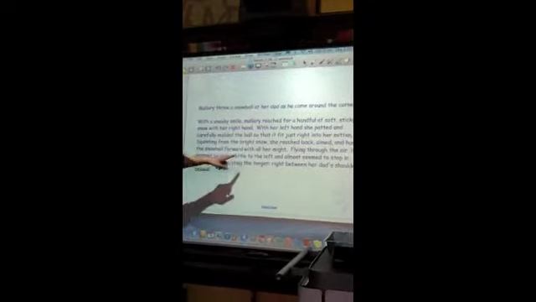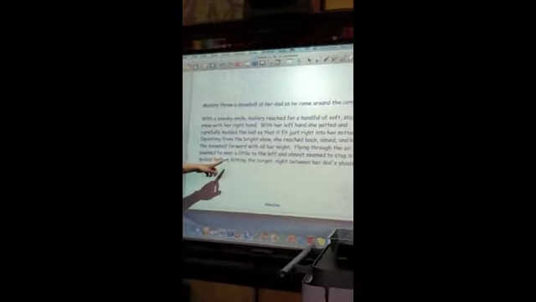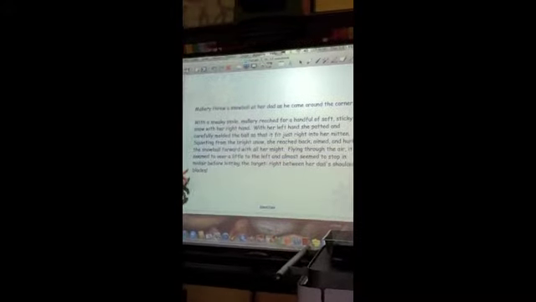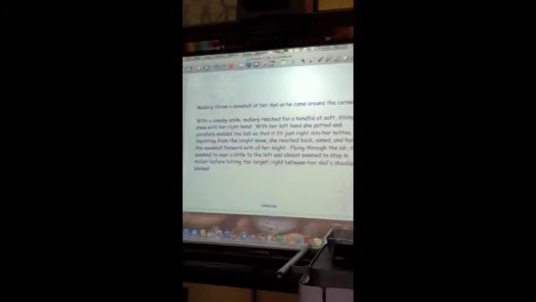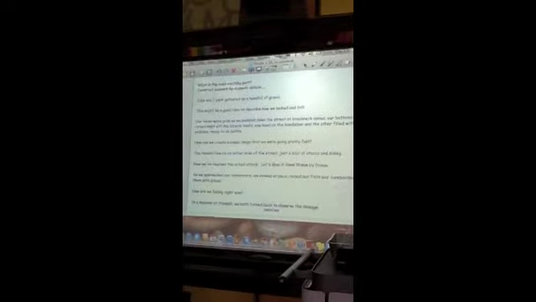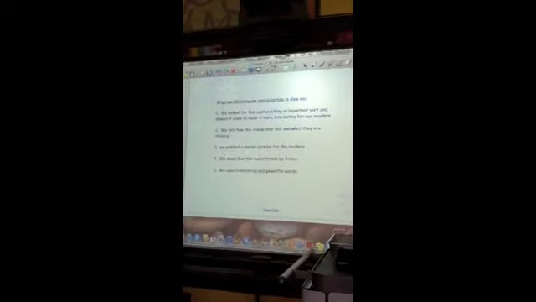Okay. Flying through the air, it seemed to veer a little to the left and almost seemed to stop midair before hitting the target, right between the shoulder blades. Okay, and then we looked at exactly how to slow it down and what we did to slow it down. You should have those notes in your writing workshop.